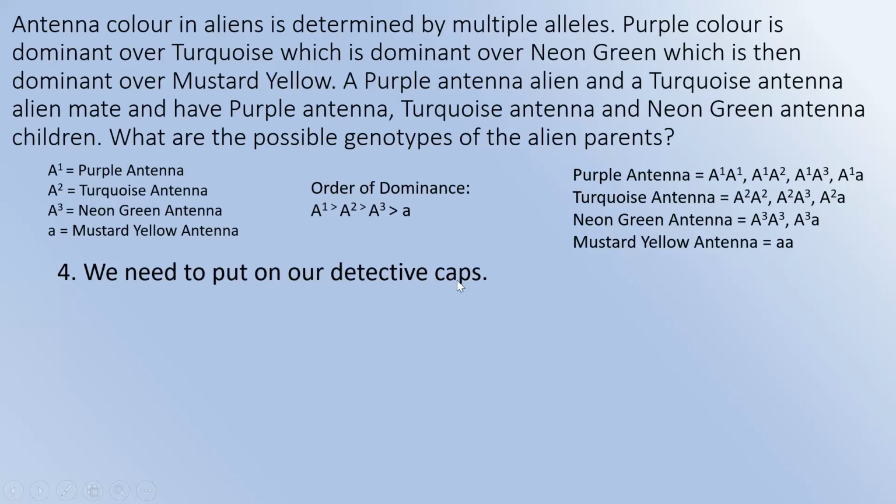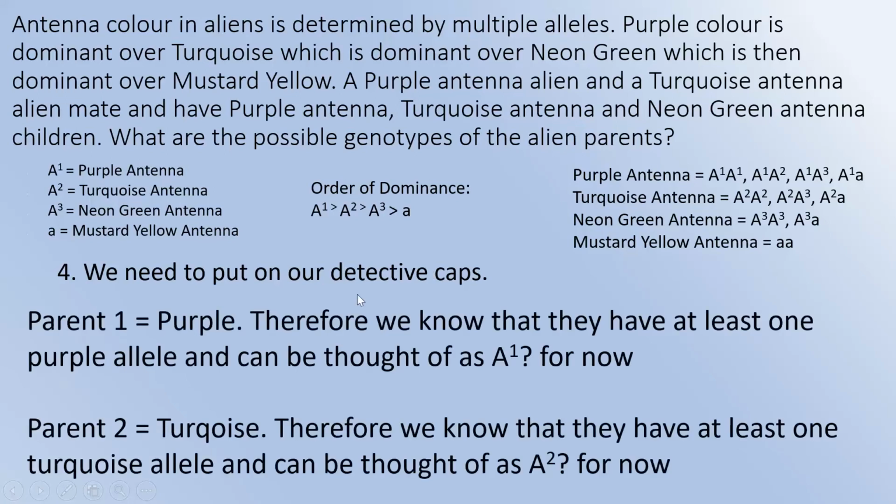So 3, 2, 1, and the parent one is purple, therefore we know that they have at least one purple allele and can be thought of as A1 question mark. The second allele is a question mark for now, because they have to have at least one purple allele to be purple. The parent 2, turquoise, same thing. They have to have at least one turquoise allele to be turquoise, and then we're not sure what the other paired allele is, but we know that they're purple and turquoise, so the purple one has to have at least one A1, and the turquoise one has to have at least one A2.